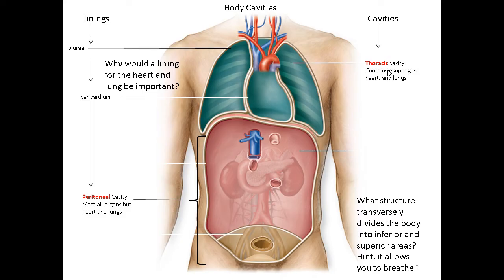So know the thoracic cavity. What organs are in the thoracic cavity? The lungs and the heart. So the easy way to remember this is all the organs are in the peritoneal cavity except the lungs and the heart. And then this muscle here is the diaphragm that divides, that actually breathes for you.